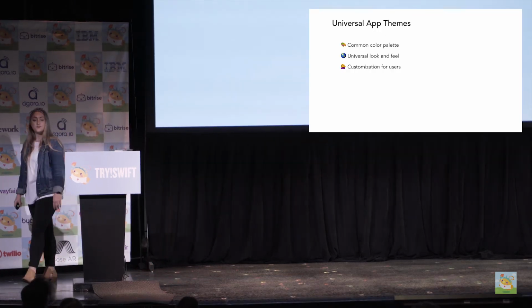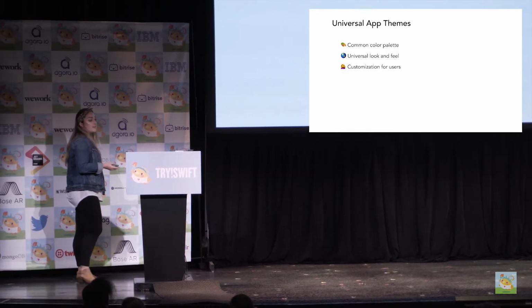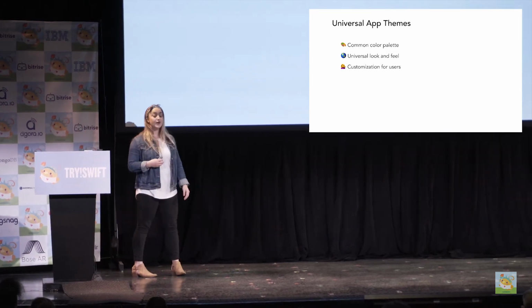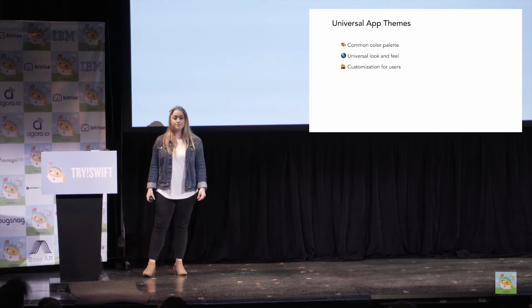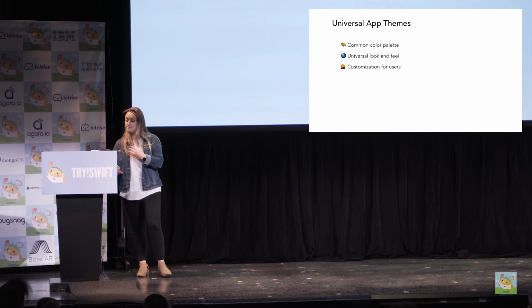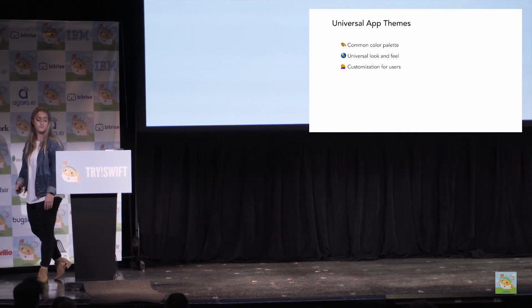Now, some apps will support what is known as a universal app theme. This is just a common set of color palettes that will be used prominently through your app to give it a certain look and feel. As a developer, you might provide this option to your users so that they feel like they have a sense of customization, and it will delight them to choose their viewing experience.